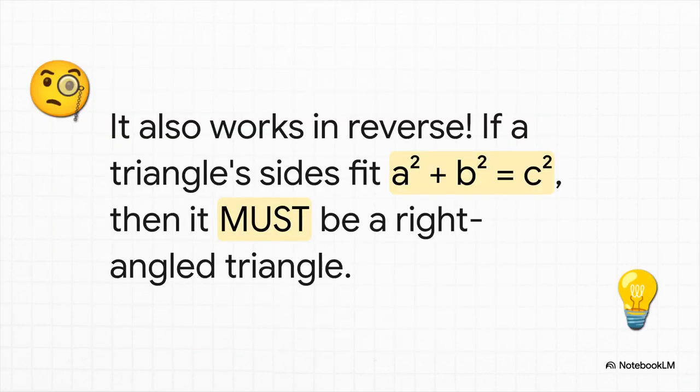And get this, it's not a one-way street. The theorem works in reverse too. So if you just have some random triangle, and you measure its sides, and you find that they happen to fit the formula, a squared plus b squared equals c squared, then you know with 100% certainty that it must be a right-angled triangle. It's a great way to check.